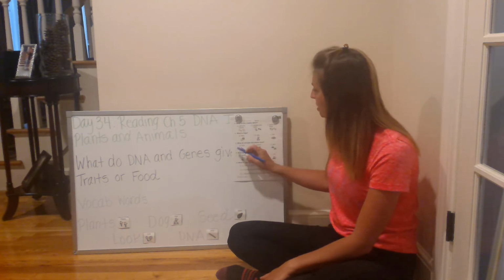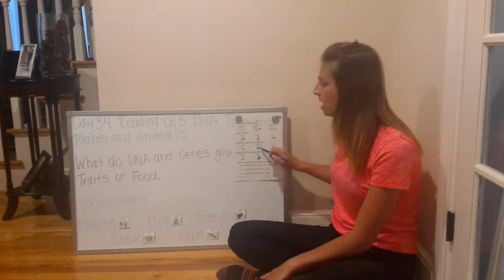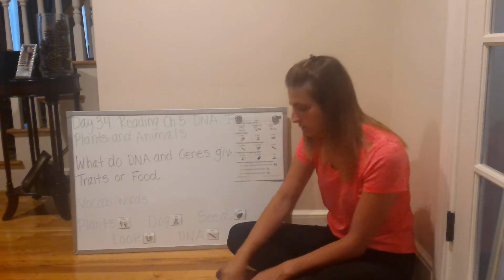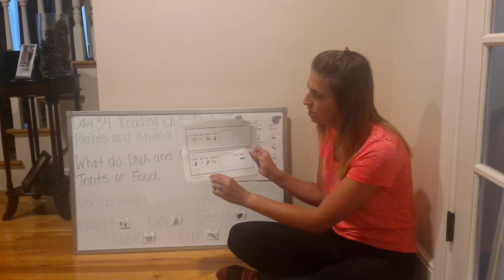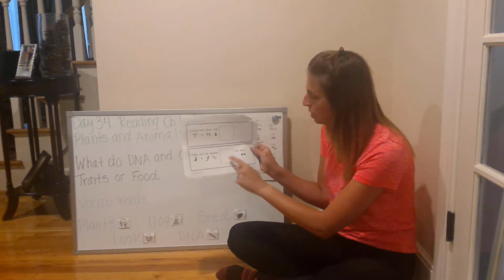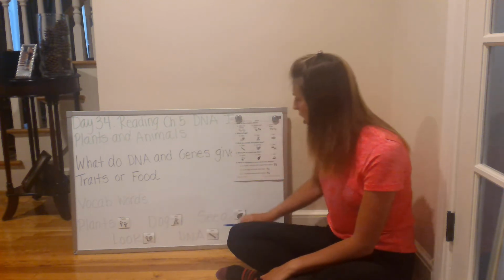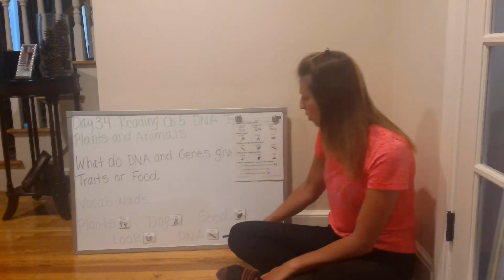Question number 3 on the multiple choice. What do animals and plants have? DNA, clothes, or cars? Question number 3 on the fill-in. Sage and her puppies blank the same. Plants, dogs, seed, look, or DNA.